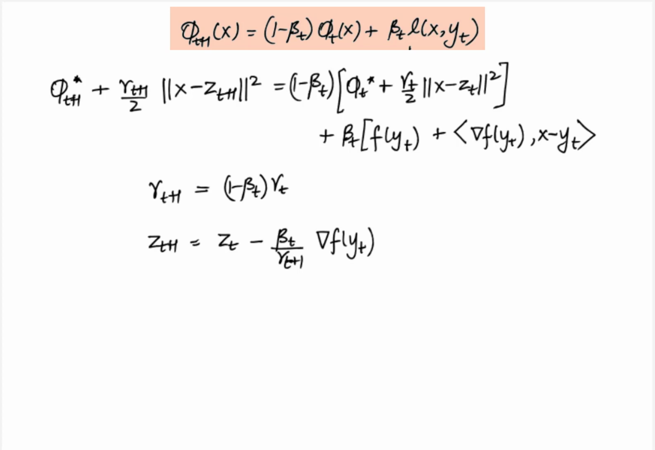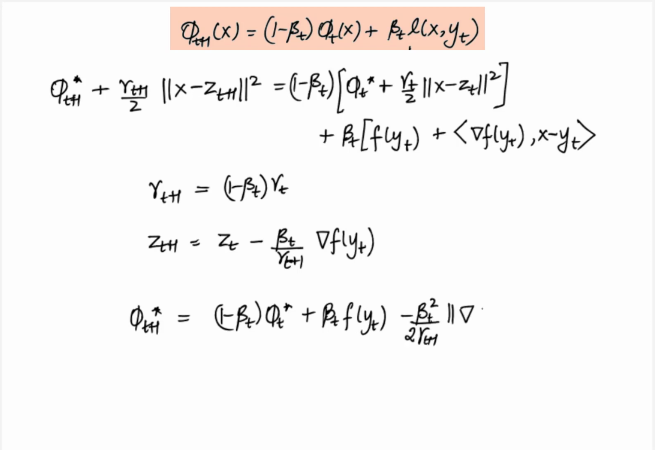Finally, whatever remains are the constant terms, and we can match them so as to obtain that phi t plus 1 star is equal to (1 minus beta t) phi t star plus beta t into f of yt minus beta t square by 2 gamma t plus 1 norm square of gradient f of yt plus beta t times inner product of gradient f of yt comma zt minus yt. So as we can see here, it is always possible to choose the parameters in this way, implying that the form of phi t, the quadratic form that we postulated, works out and is possible.